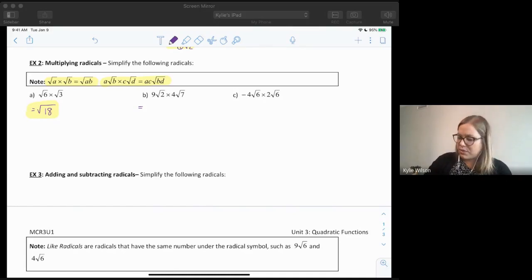So 9 times 4 is 36, and then we'll have root 14 like this. We'll just wait for this question to come in, and then we'll continue.